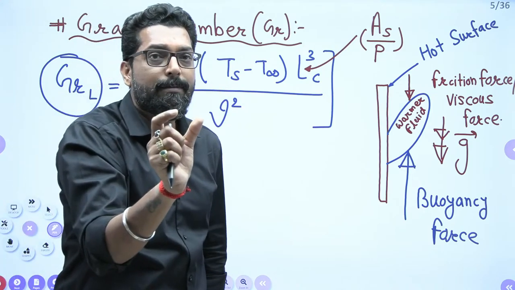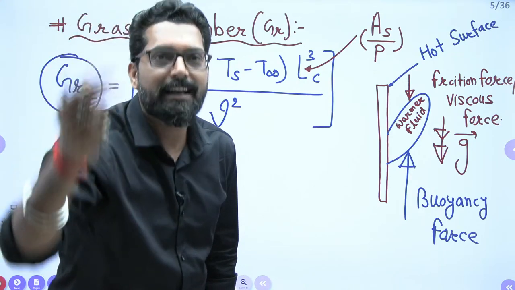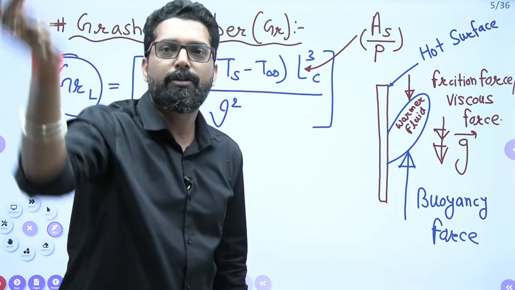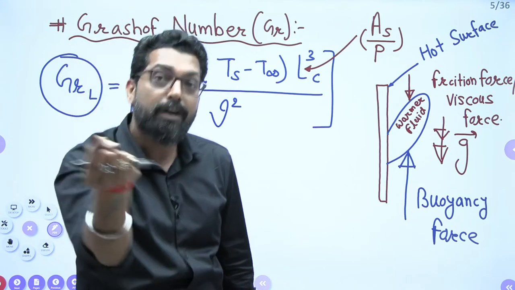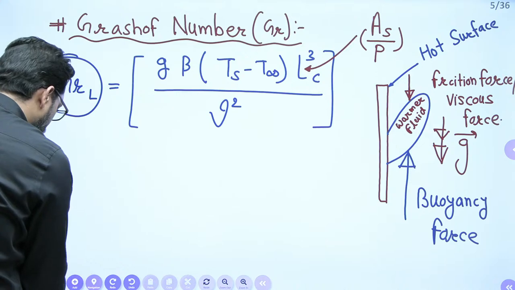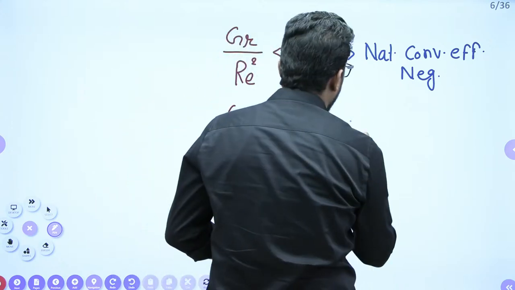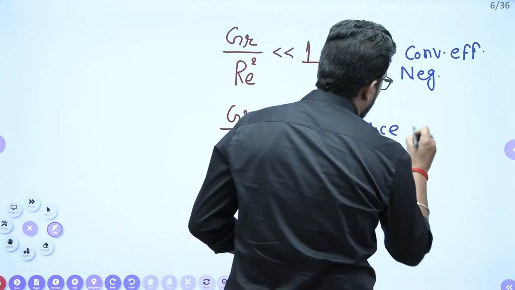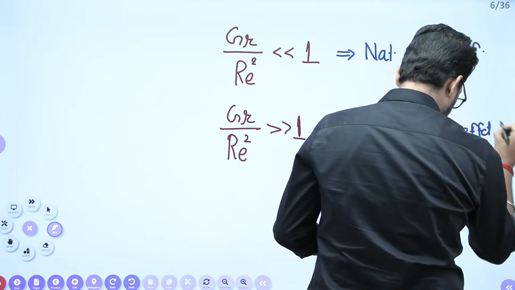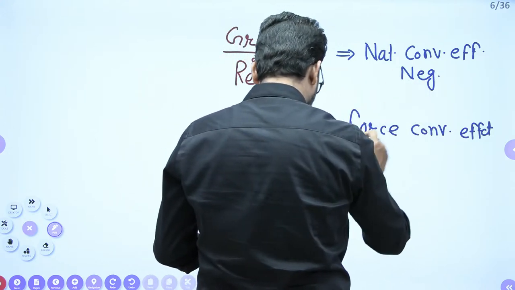Reynolds number is low, meaning inertia force by viscous force is low. That means the motion of the fluid is less, so it will convert into natural convection. So in this case, the natural convection effect is dominant and the forced convection effect is negligible.